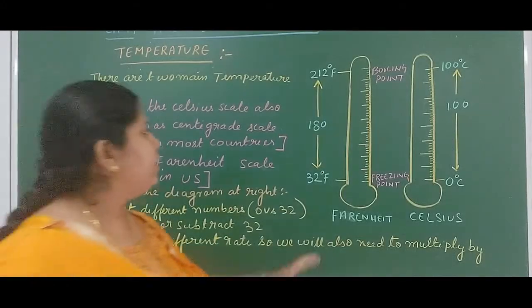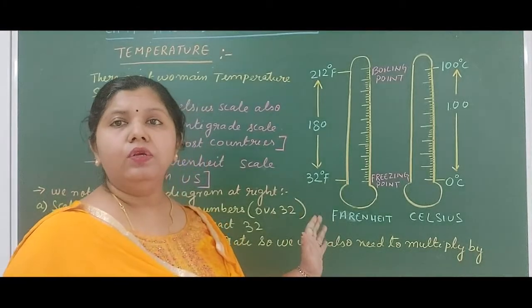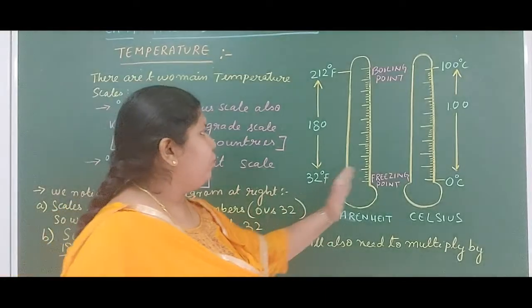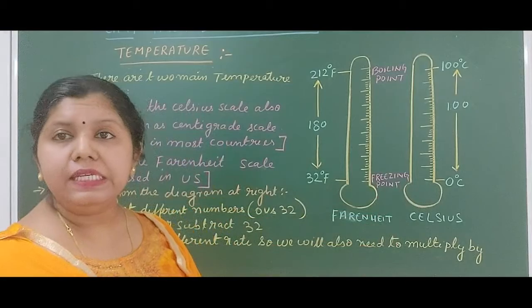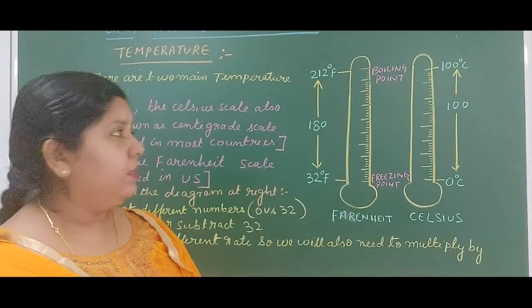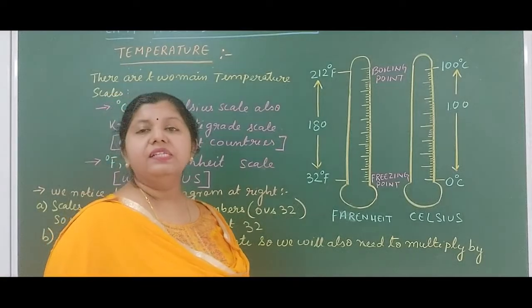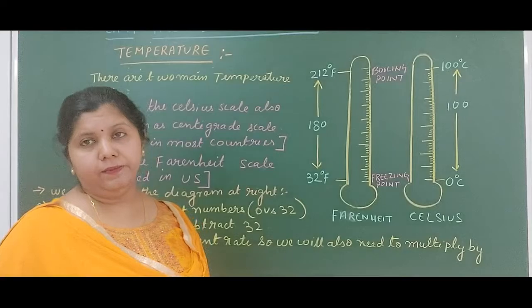Now look at this particular diagram over here. This diagram is showing two thermometers based on different scales. Here towards the right side, the thermometer is showing you the Celsius scale, and towards the left, this thermometer is showing you the Fahrenheit scale. The Celsius scale is also called the centigrade scale.